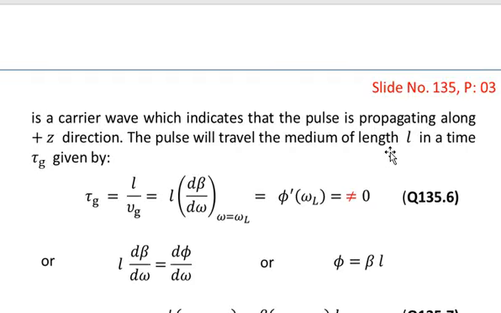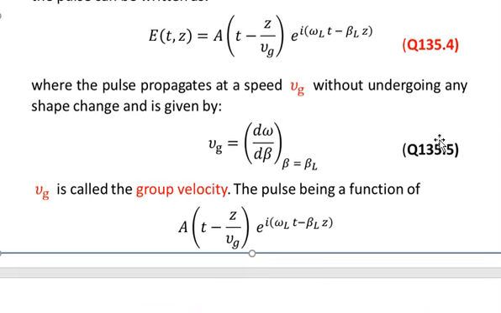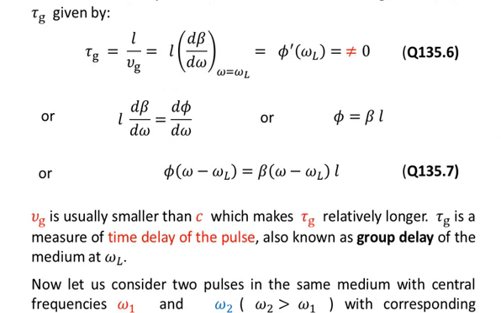The pulse will travel the medium of length L in a time tau g given by: if you want to calculate the time tau g for which the pulse will travel a distance L in the medium, you can write that tau g is equal to L over Vg, where Vg is the group velocity. Substituting the value of Vg from the equation where we have introduced Vg in equation number 5, tau g is equal to L over Vg, which is equal to L times the derivative of beta with respect to omega. And you see that this can also be written as phi prime at the value of omega L. I have written it as phi prime, that is the derivative of phi with respect to omega.